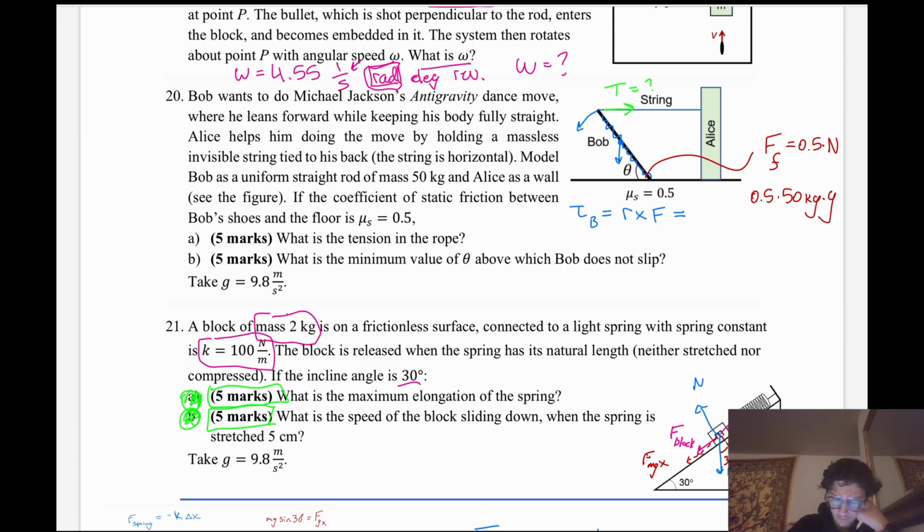And what is the minimum value of theta above which Bob does not slip? We're approaching the 2-hour mark. This is not bad where we're at right now, but it's not good either. I don't know how to do this one.